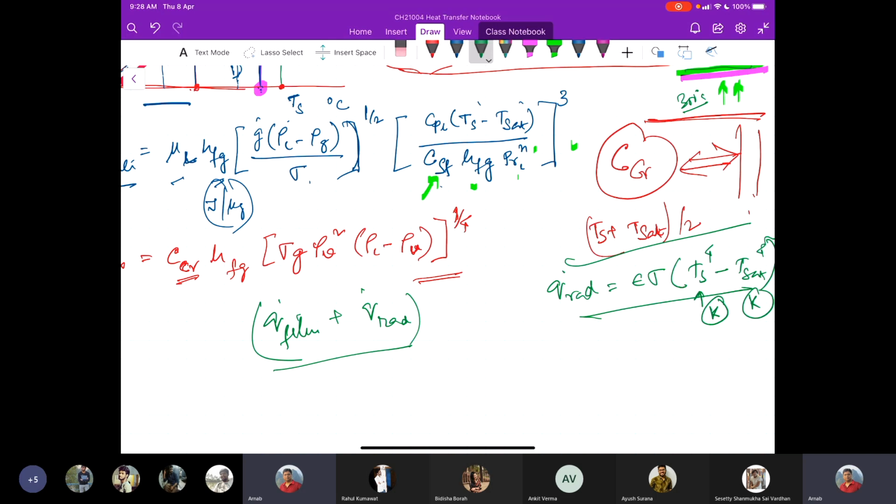So say the radiation heat transfer from a surface to the liquid enhances the evaporation. So that means the thickness of the vapor film increases, which means it decreases the convective heat transfer. I hope you're getting the point.